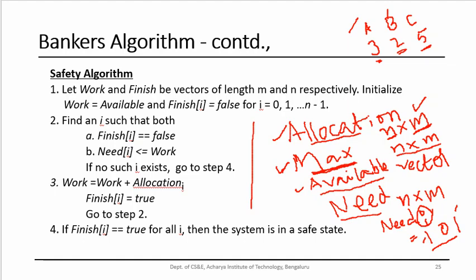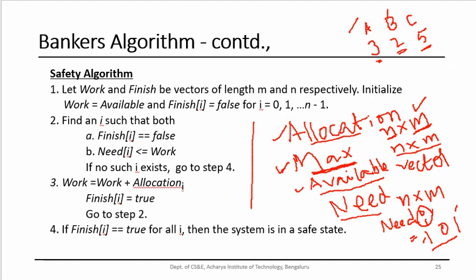Now let us try to understand the Banker's algorithm. The Banker's algorithm has two parts. One is an algorithm which checks whether the given system's state is a safe state or not. That is the safety algorithm, and it has one more part. That algorithm is the resource allocation algorithm.